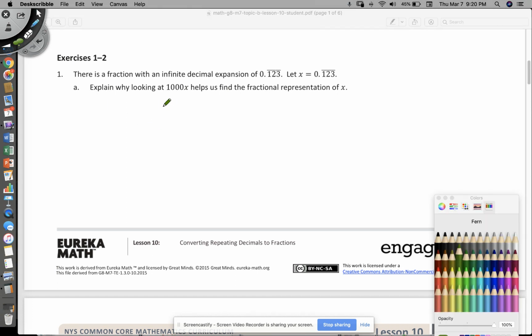So we have 0.123 repeating. So instead of writing out all of that list that we wrote, I'm going to write a little faster way here. What place value is the last digit? We have tens, hundreds, thousands. So that means 1,000x equals 123 plus something, just like we set up that last one.